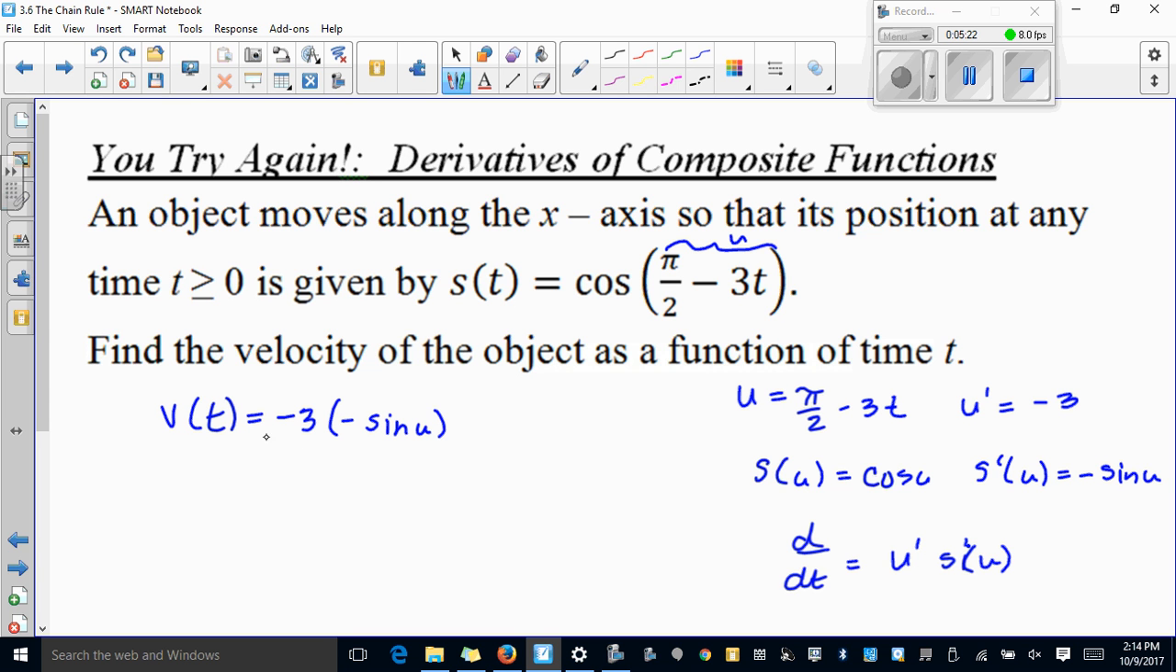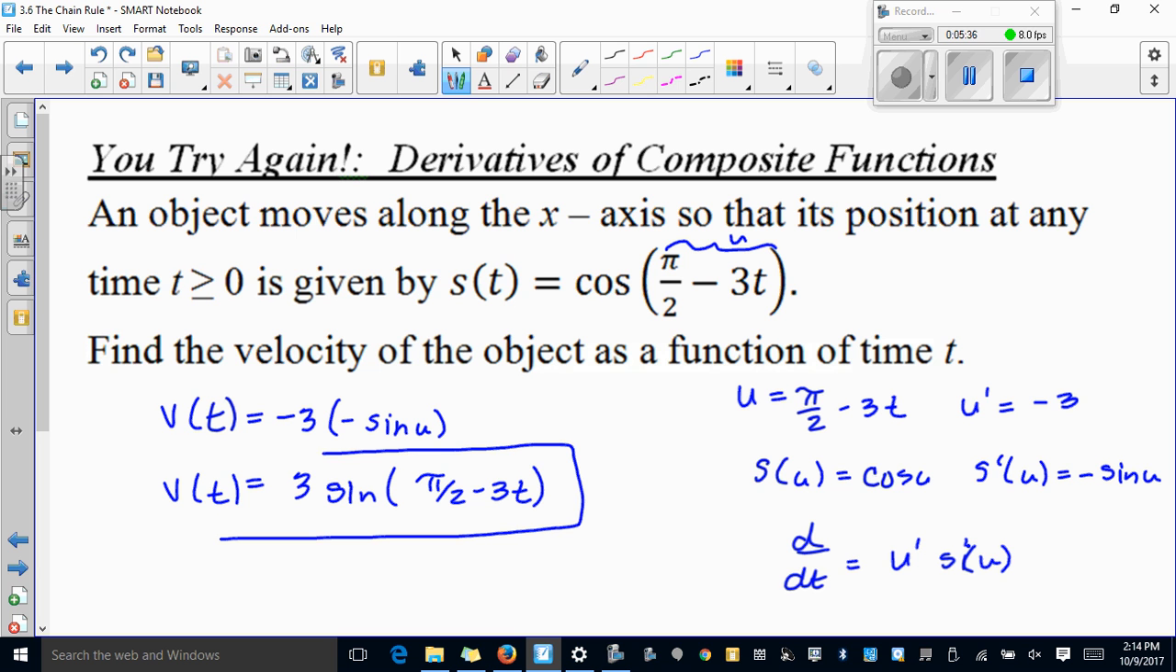Now you could use s prime at t, but since we know it's a position function, they gave us position with s of t, so I just went to the velocity function. Okay, now for some of you guys, you're going to catch on very, very quickly on this one here. Others will have to continue writing that out.